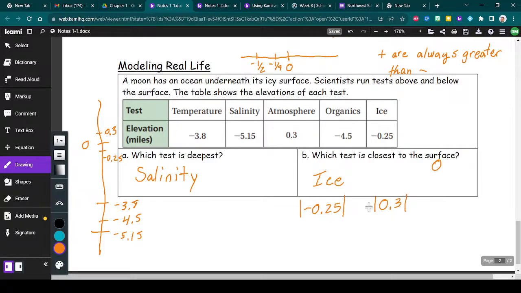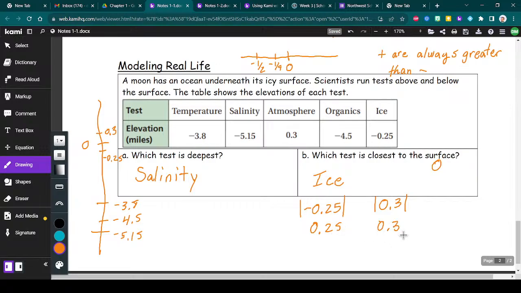And sometimes students get confused with this because they say that, oh, the 3 has less decimal places. So the 0.3 has less decimal places, so it must be smaller. That confuses students from time to time. So let me show you some things. The absolute value of negative 0.25 is 0.25. The absolute value of 0.3 is 0.3.